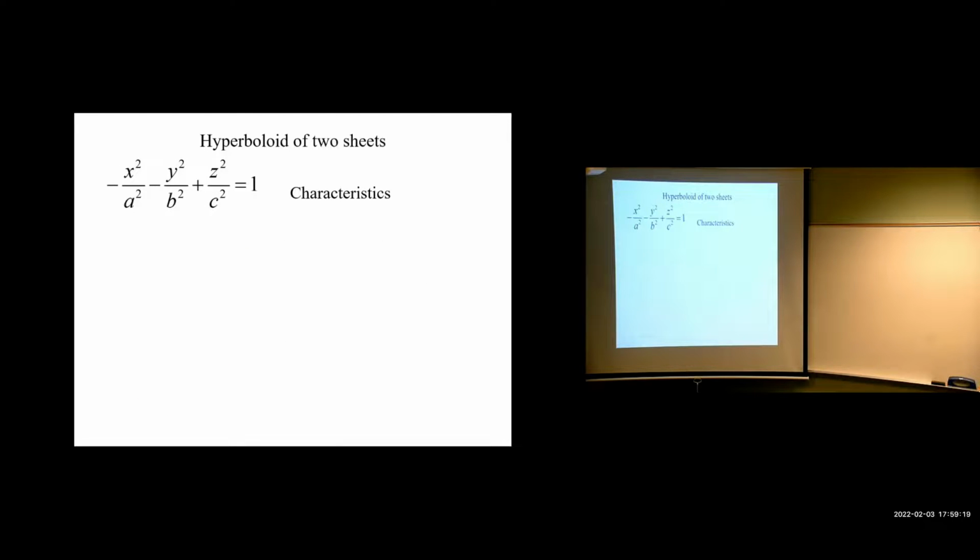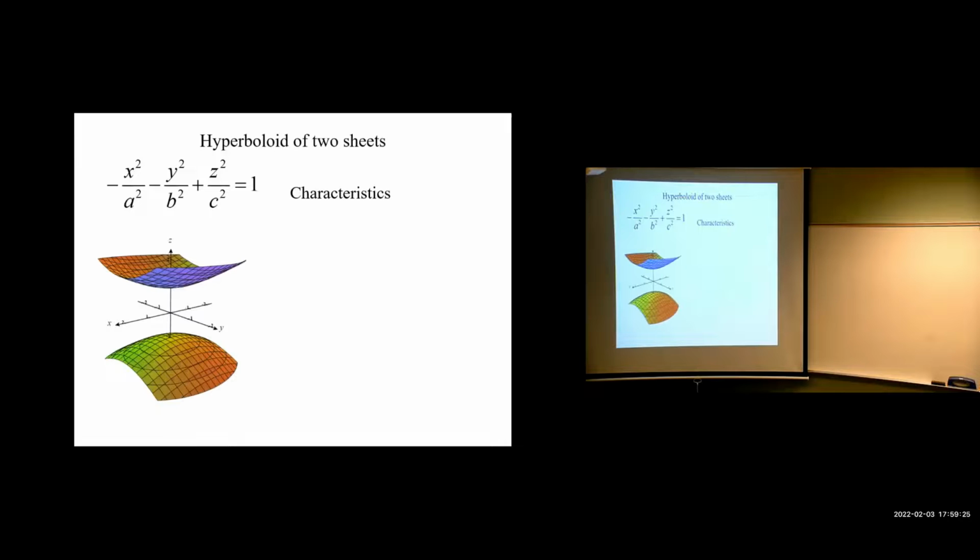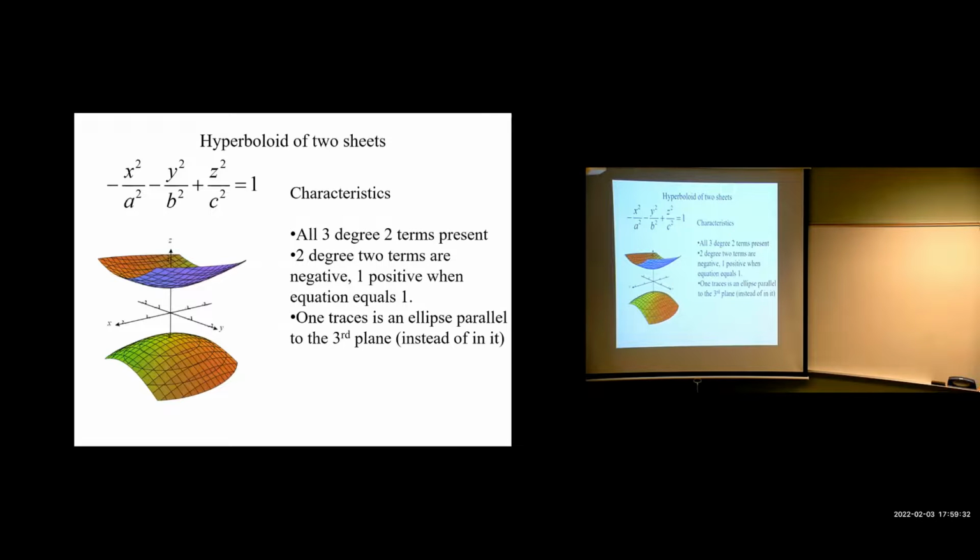Two sheets, hyperboloid of 2 sheets. Notice now there are 2 terms that are negative. What does that do? It breaks the parabola into 2 pieces. All right. And now we have one trace as an ellipse parallel to the third plane instead of in it. And then we still have two traces that are hyperbolas, but it's that break in the one sheet versus two sheets. That's what's happening. Because of that extra negative, now we have a break between the two sheets.